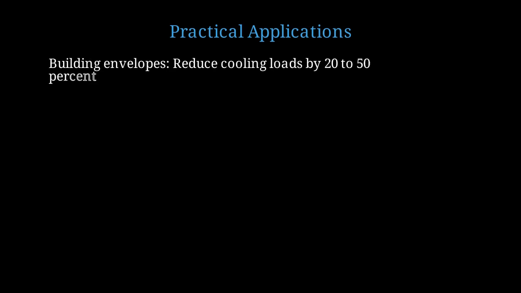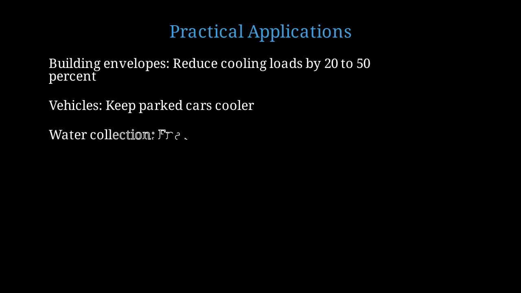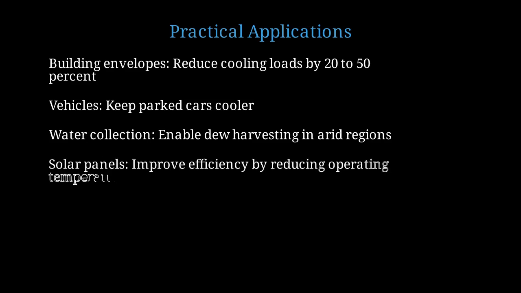Let's discuss some practical applications of this technology. Where can radiative cooling make a real impact? When applied to building roofs and walls, radiative cooling coatings can reduce air conditioning loads by 20 to 50% in hot climates. Applied to vehicles, these coatings can keep parked cars significantly cooler, improving comfort and reducing the initial cooling load when you start driving. By cooling surfaces below the dew point, these coatings can enable water collection from atmospheric moisture in arid regions. Interestingly, selective cooling coatings on solar panels can improve their efficiency by reducing operating temperature, since photovoltaic efficiency decreases at high temperatures.